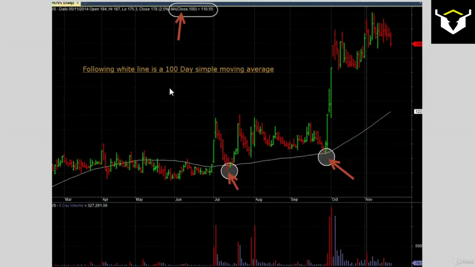Next in line is a chart of HOVS, and we have a 100-day simple moving average plotted on it. This white colored line is the 100-day simple moving average. MA close 100 means it's a moving 100-day average of close, plotted as a continuous line. And you can see how prices have found support at the 100-day moving average and went ahead to make a new high.